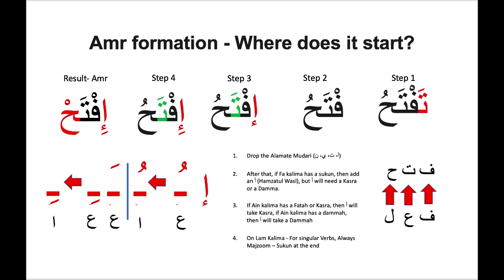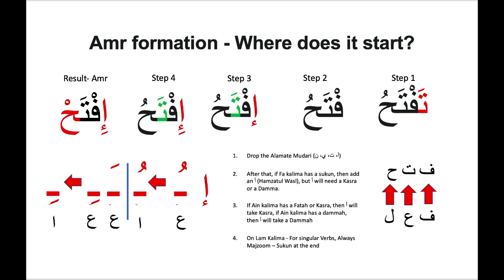So now on step 3, we have got iftahu. Let's look at the final step, step 4. Our rule says lam kalima must have a sukun, taftahu. But according to our rule, lam kalima will have sukun. We have omitted the dhamma and it has become ha with sukun. So the word is now called iftah.